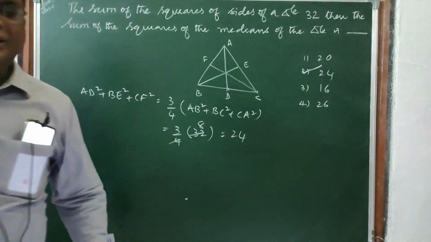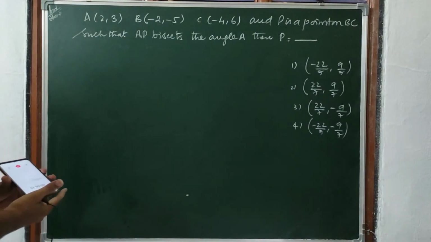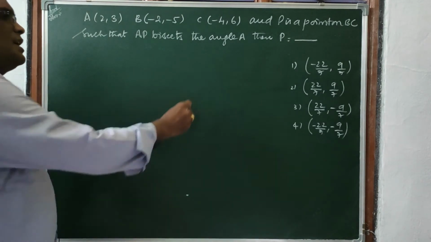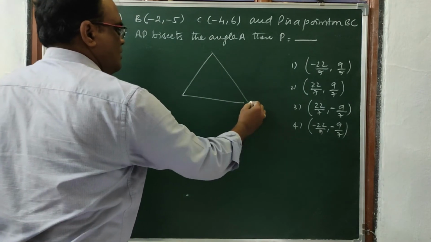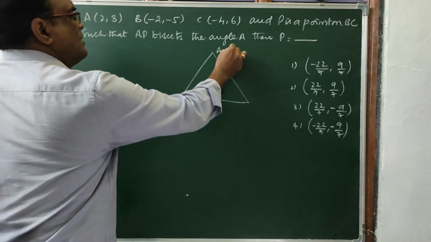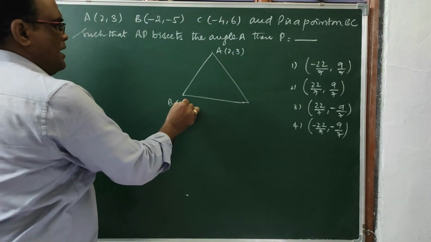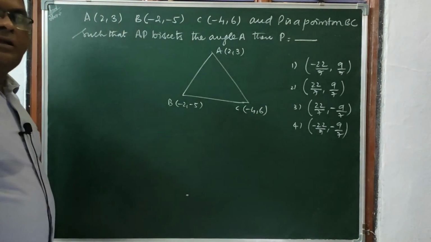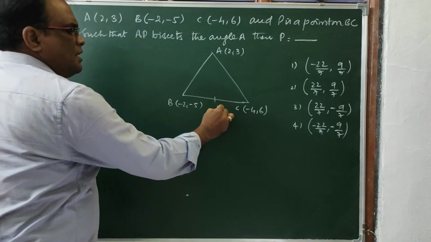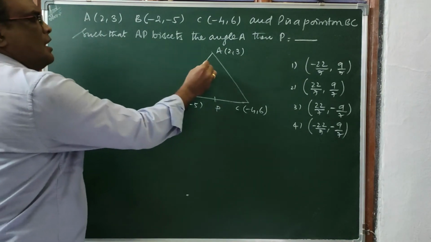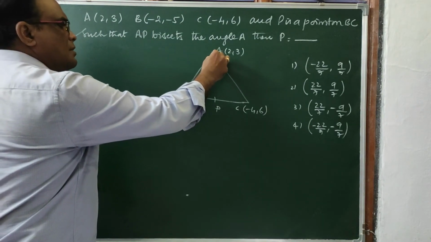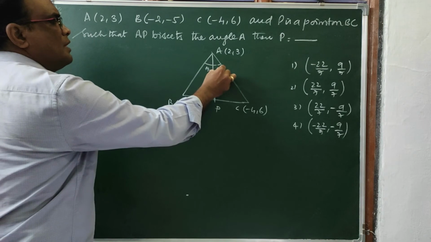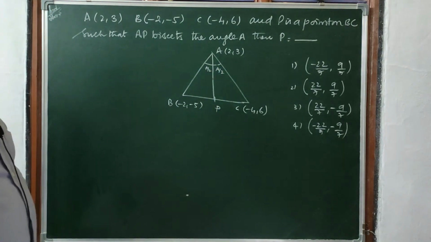That is second choice. A (2, 3), B (minus 2, minus 5), C (minus 4, 6). Draw a triangle. A (2, 3), B (minus 2, minus 5), C (minus 4, 6). P is a point on BC. Here P is the point such that AP bisects the angle A. So it bisects. AP is the angular bisector. That means A by 2, A by 2. We are required to find the point P.